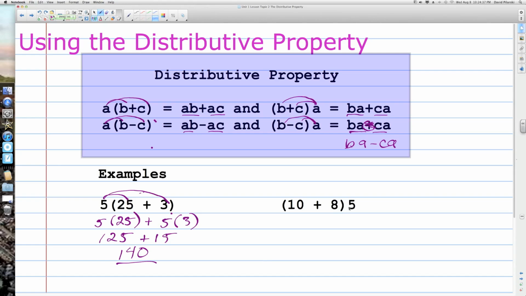Now we can see an example here where the number on the outside of the parentheses is to the right. We still distribute. We'll go 10 times 5, and then we'll go plus 8 times 5. 10 times 5 is 50. 8 times 5 is 40. And add those two together, we get 90. So there's another way we can simplify an expression using the distributive property. We're going to see how the distributive property works in more examples in this lesson.